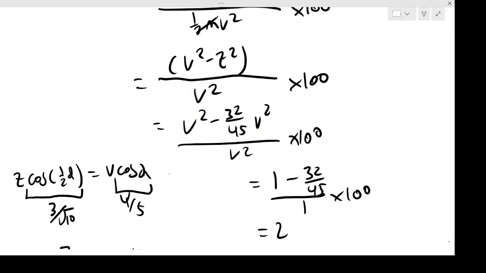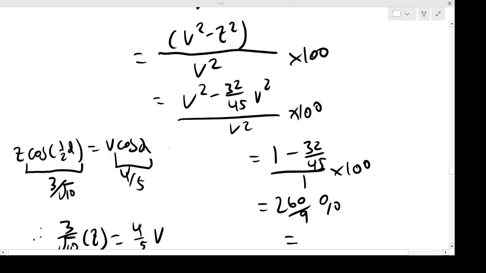And so if you just work all of that out, you get 260 over 9 percent, because again it's a percentage, so we times by 100. Or as a decimal, that will go to 28.89% to 2 decimal places. And there we are, that is my percentage there.